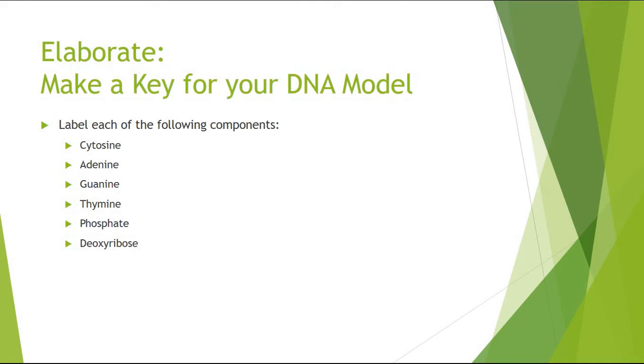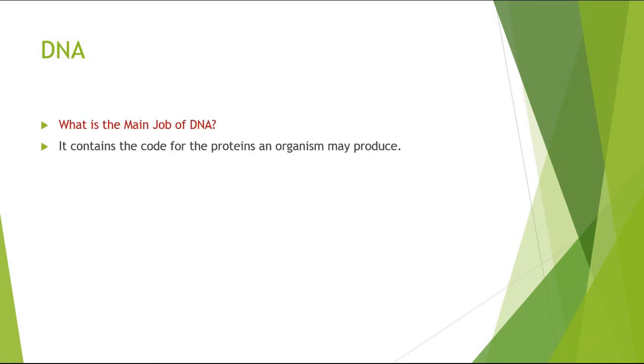Elaborate. Make a key for your DNA model. Label each of the following components: cytosine, adenine, guanine, thymine, phosphate, deoxyribose. DNA. What is the main job of DNA? It contains the code for the proteins an organism may produce.